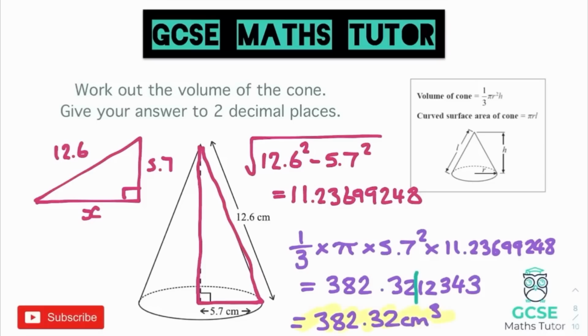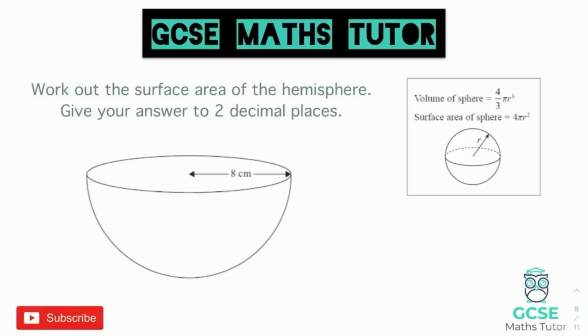So as you can see, even if we don't have the height, we can use other elements of maths. In this case, we were using Pythagoras to work out that height and therefore work out the volume. Okay, so this says work out the surface area of the hemisphere and give your answer to 2 decimal places.